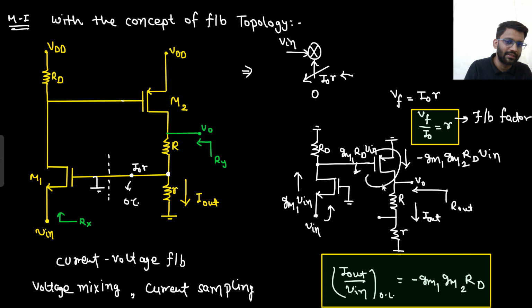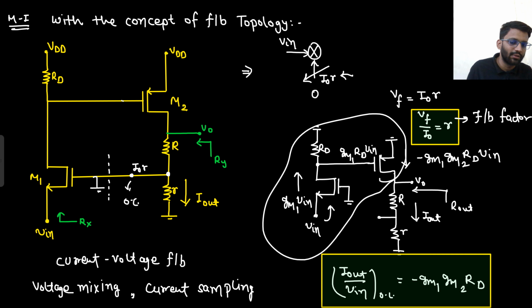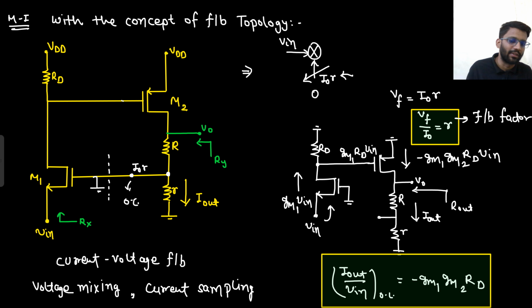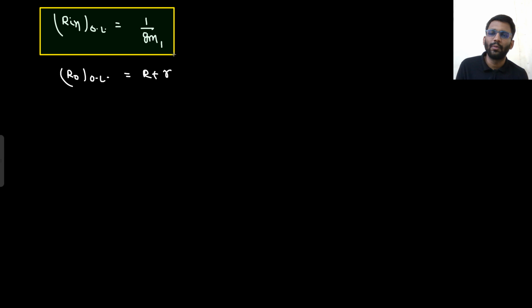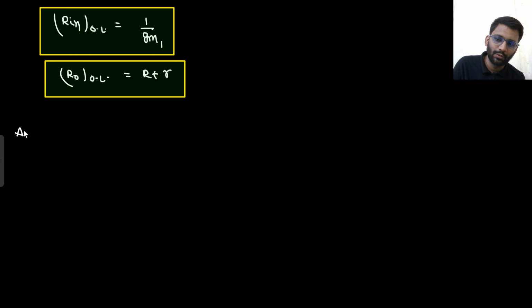If this is grounded, that means this is completely gone. Say yes or no. V in is gone, so M1 is gone. If M1 is gone, RD is having 0 ampere current, so this node is grounded. If this node is grounded, VSG is also gone. That means M2 is also gone. So this much portion is gone. So what do you see from R out? R plus R only. That's it. This is your R in open loop, and this is your R out. Now you need to find closed loop gain.